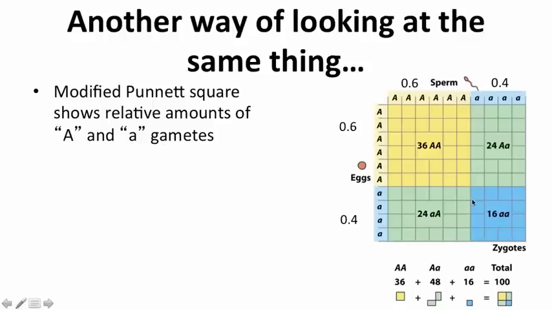We can use that then to estimate what we'd see in terms of the genotypes. And doing that, we see exactly the same results that we saw before. Here we have 36% of all these blocks, or 36 out of 100 blocks, are big A big A, 16%, or 16 out of 100, are little a little a, and 24 plus 24 is 48% big A little a.